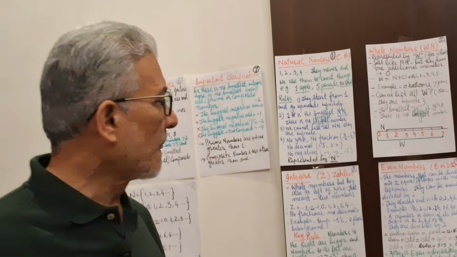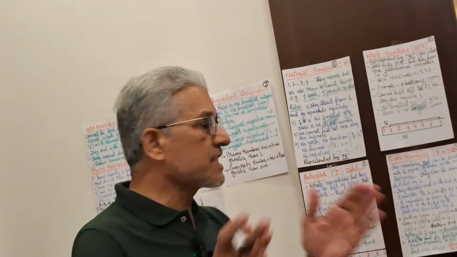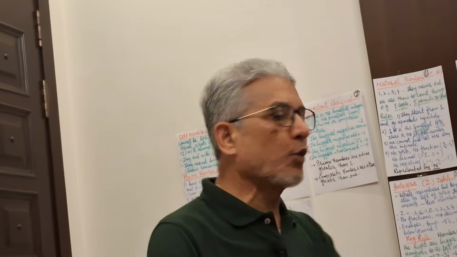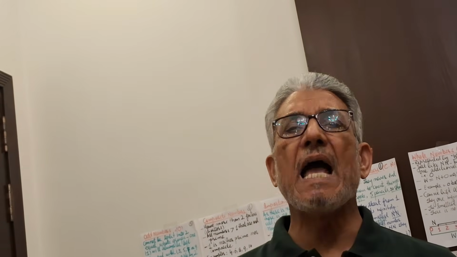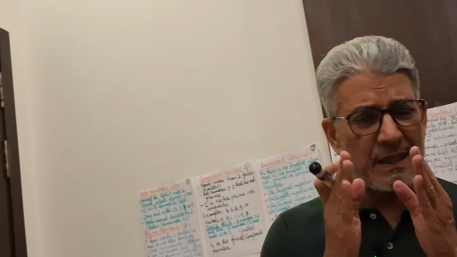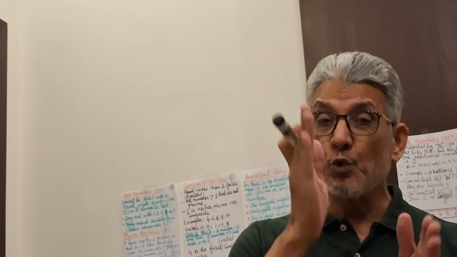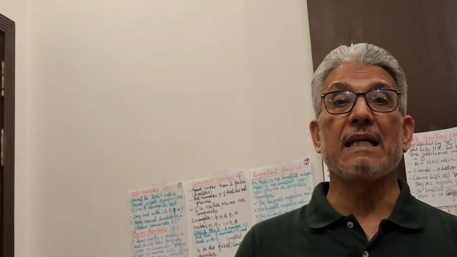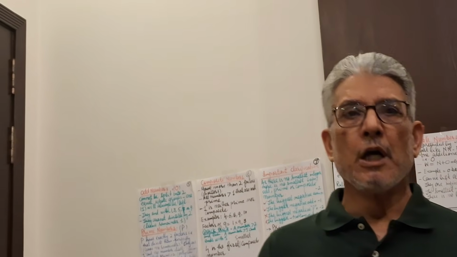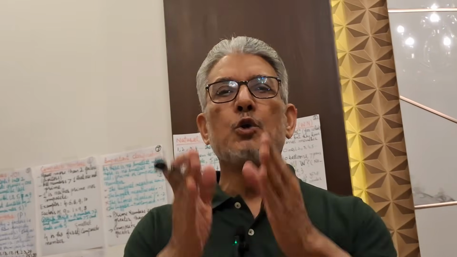Anyway, what are even numbers? The numbers that can be split into two equal whole groups. For example, 6 is a number, we can split it into two equal whole numbers like 3 and 3. Any number which can be divided into two equal whole groups, that number is an even number. For example, 2. 2 can be split into two equal whole groups, 1 and 1. 1 plus 1 is 2.